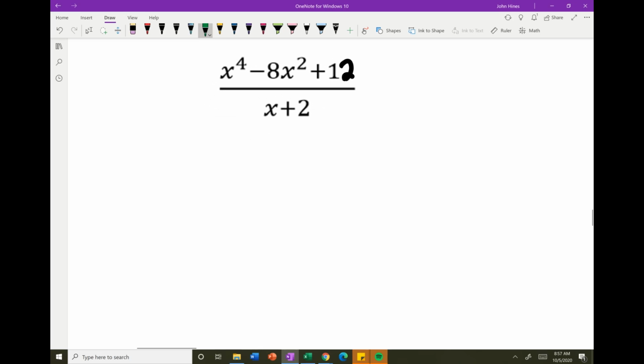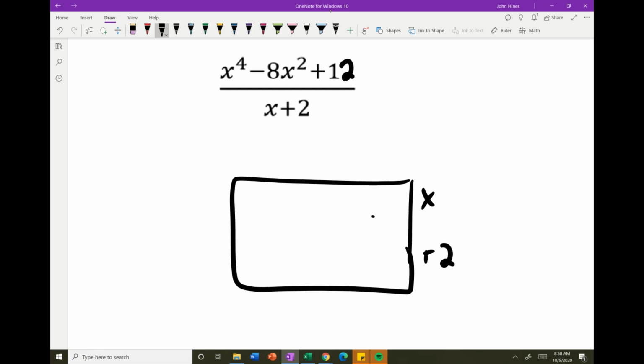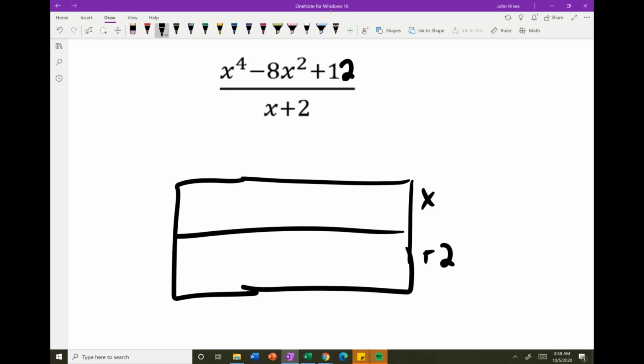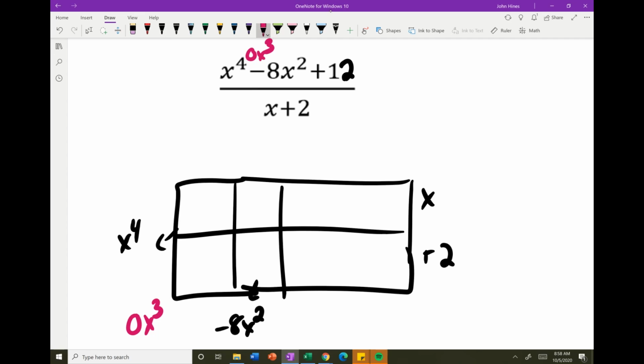And finally, my last one here. So I'm dividing by x plus 2. I probably should have made that box a little bigger because I got to the 4th power. So I got x to the 4th. What comes after x to the 4th? Well, 0x to the 3rd. Negative 8x squared. I have 0x's next. Gotta watch out for those placeholders. They sneak up on you. And then a positive 12.